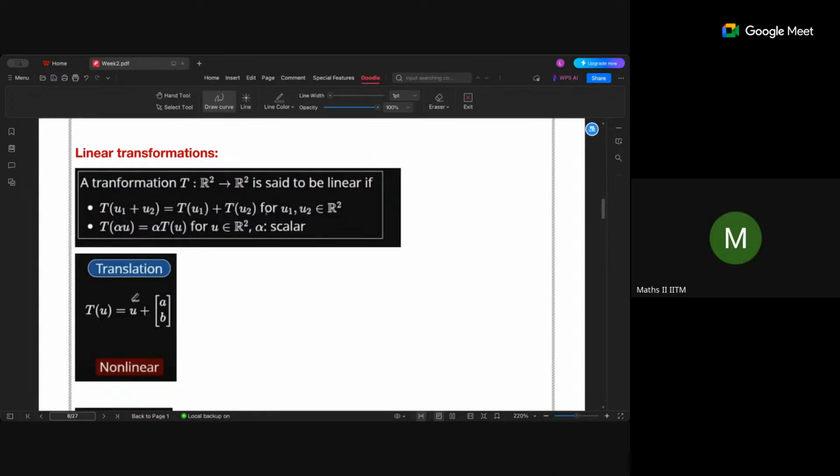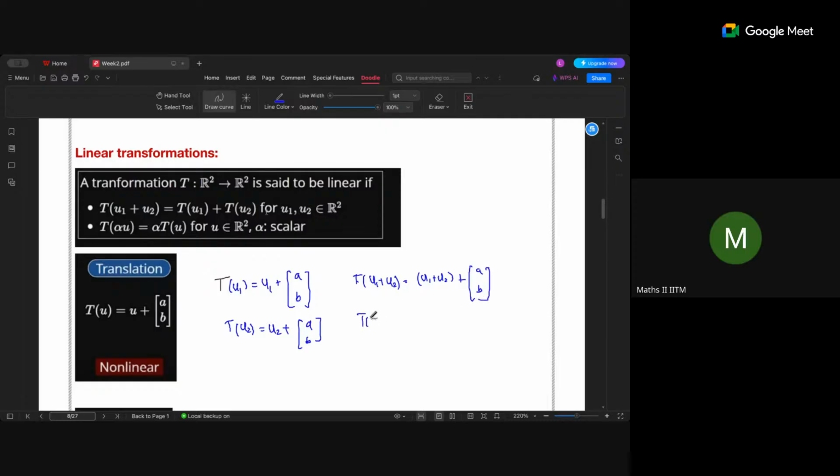So the first example we saw for transformation is this. Is it linear? It is already mentioned that it is non-linear, but why? Let us take two vectors. Let us say T of u1 is equal to u1 plus (a, b), and T of u2 is equal to u2 plus (a, b). What is T of u1 plus u2? It is u1 plus u2 plus (a, b).